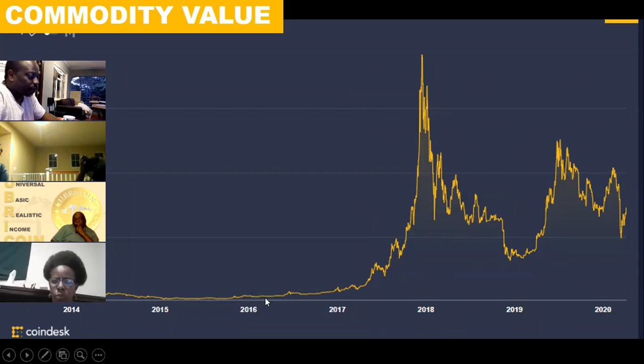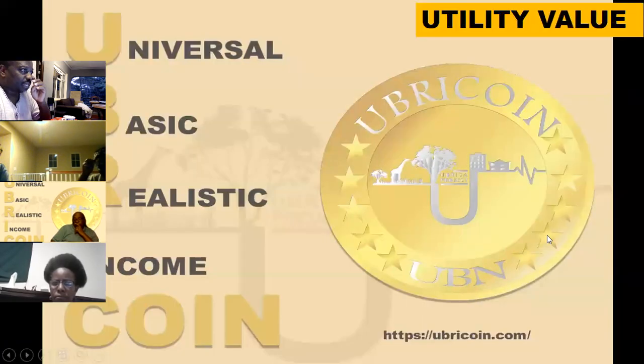But no one was talking about Bitcoin here. In fact, many people are hiding it. And so Ubricoin right now is seeking a liftoff like this to go to its moon. Then it can have this J-shaped curve going up. This is very important for everyone to understand, because if we don't get this, then we miss out on the biggest takeoff possible.